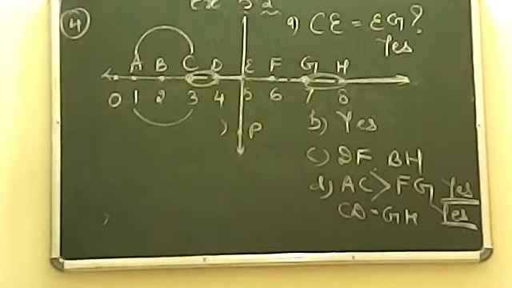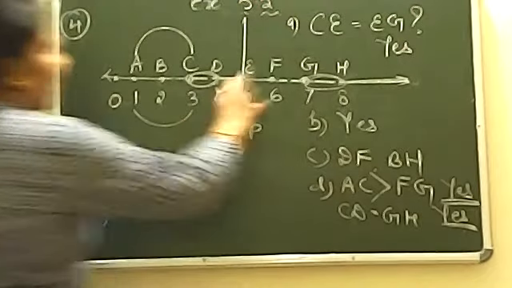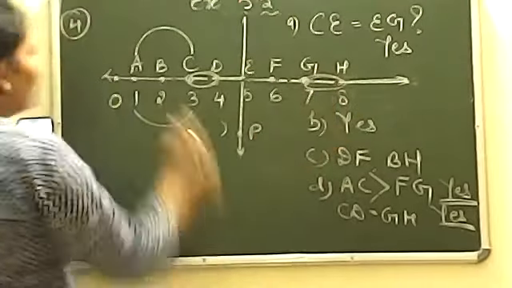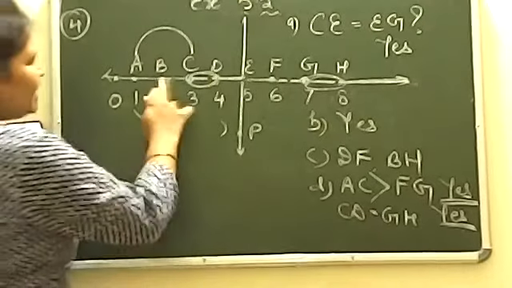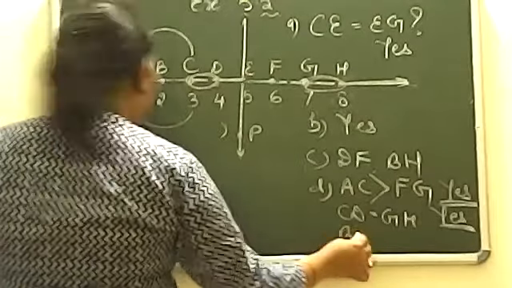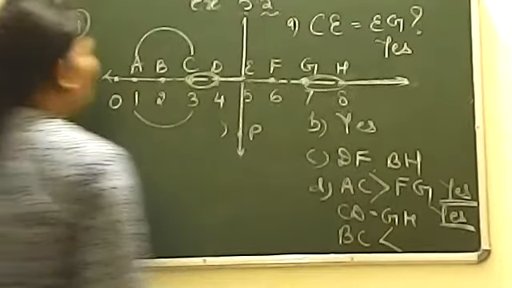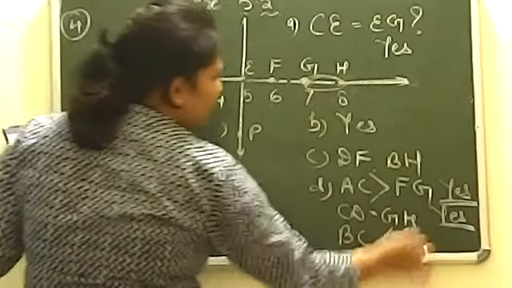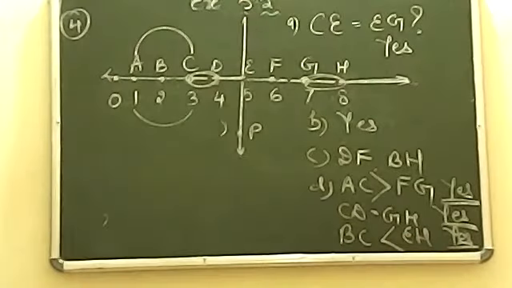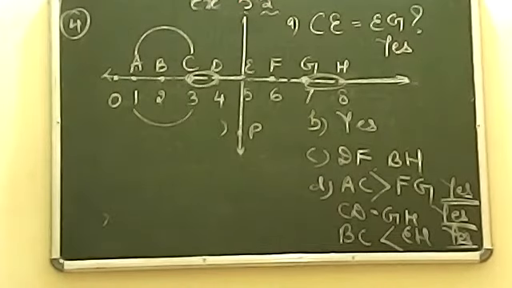Now last one, BC is smaller than EH. EH, this is EH, 1 unit gap, 2 unit gap, 3 unit gap. And it is talking about BC. BC is this, only the smaller one. So yes, you are right. BC is smaller than EH. Answer is again yes. So in all the conditions, your answer is yes only.